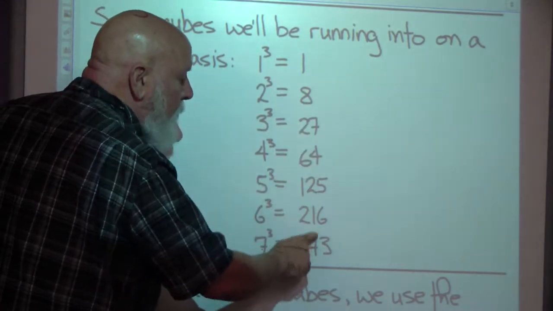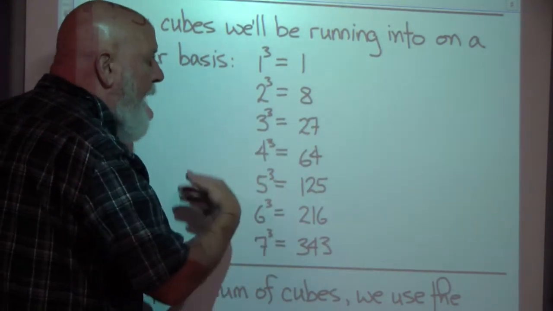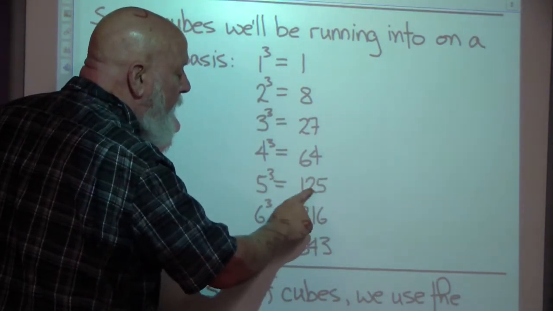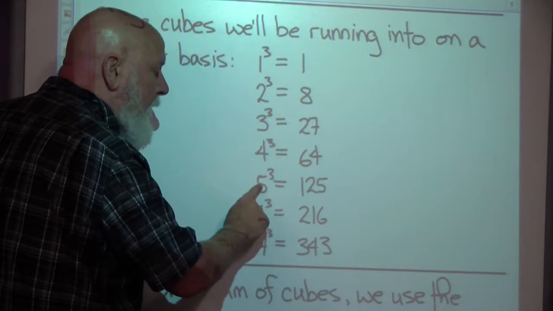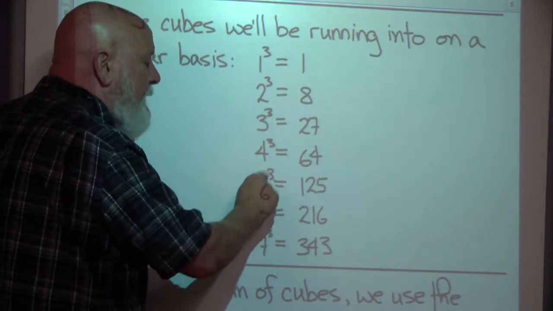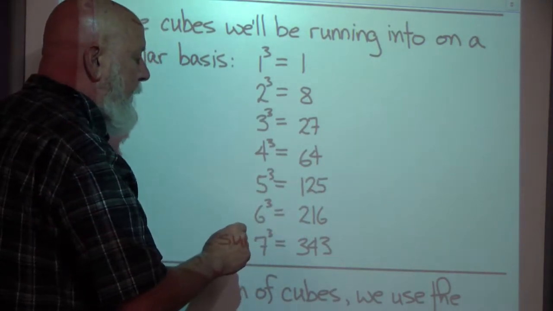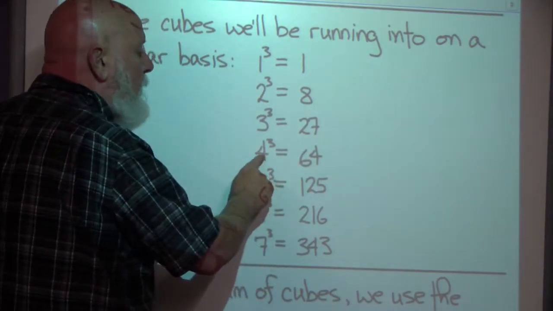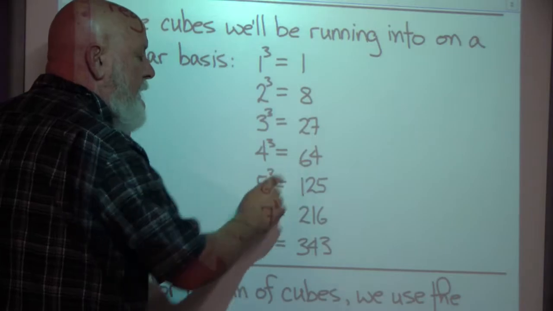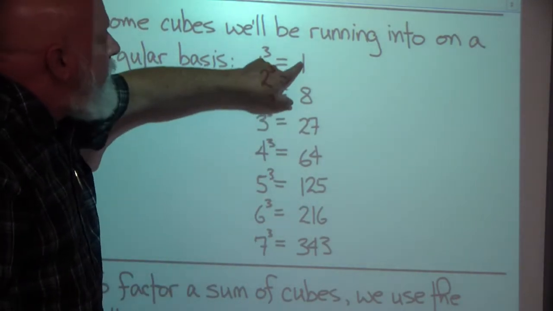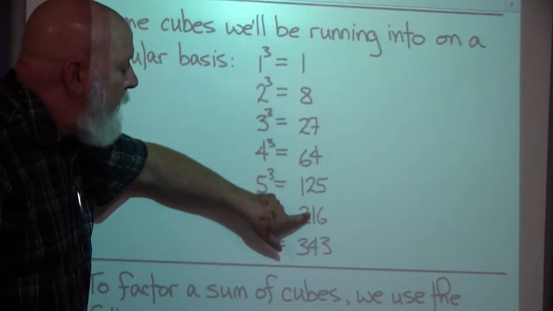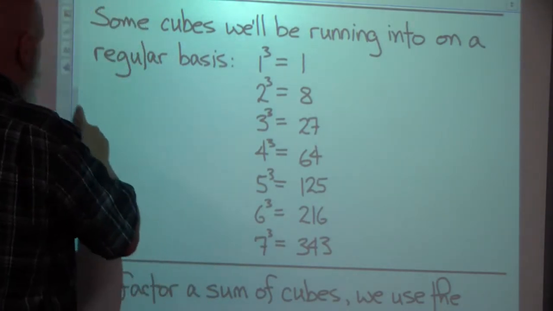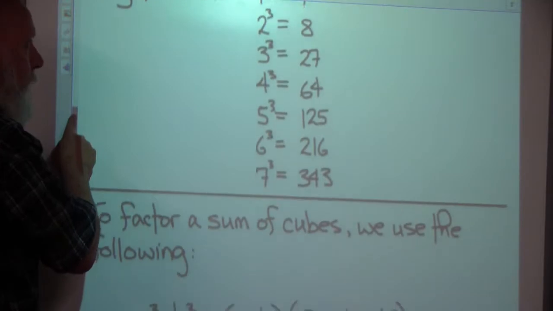All of these numbers are perfect cubes. So if I ask you, what is the cubed root of 125, you would tell me that it's 5, because 5 times 5 times 5 is 125. Cubed root of 64 is 4, because 4 times 4 times 4 is 64, and so forth. These are perfect cubes that we're going to be running into quite a lot. So bear those in mind. Be looking for them.